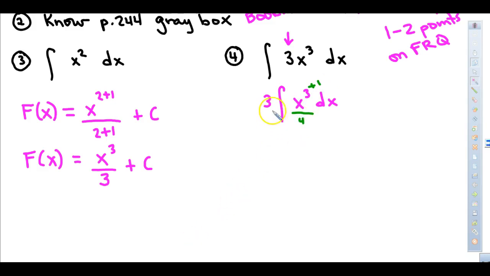So what I end up with is, bring this 3 down. I'm sorry, I really should have put my capital F of x. Bring this 3 down. And then this becomes x to the 4th over 4 plus c.